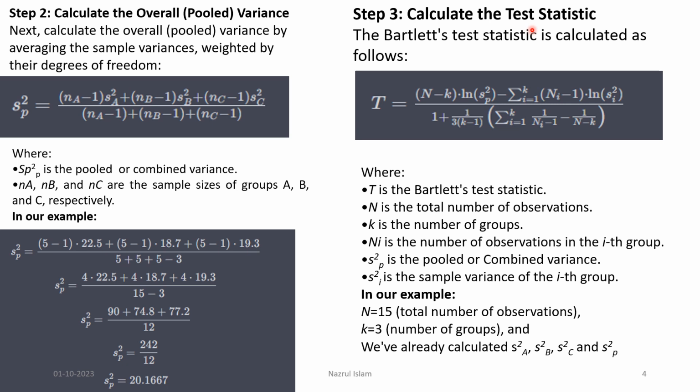Step 3. Calculate the test statistic. Bartlett's test statistic is calculated by using the following formula, where T is the Bartlett's test statistic, N is the total number of observations, K is the number of groups, Ni is the number of observations in the ith group. S square P is the pooled or combined variance. S square I is the sample variance of the ith group. In this formula, ln represents the natural logarithm.